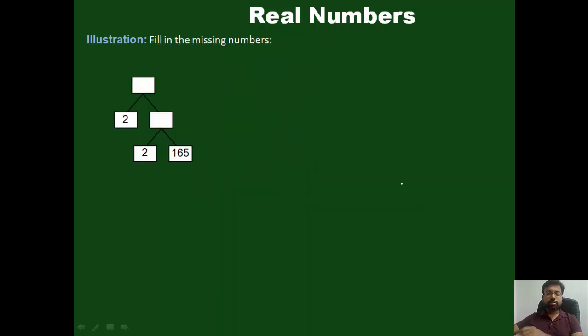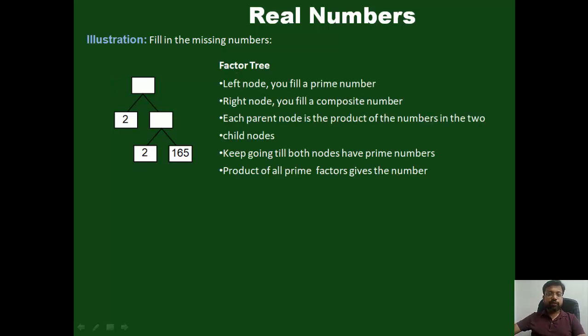Okay, let's take another question. Here we have to find the missing numbers, and this is what I said is a factor tree. So what did I say? The factor tree is what? In a factor tree, a parent has 2 children, and each child again becomes a parent for its own 2. It says that on the left side node of any parent, you are going to fill a prime number. So when you factorize it, the prime factor is going to come in the node on the left. It cannot be a composite number. And the right node is going to have a composite number.